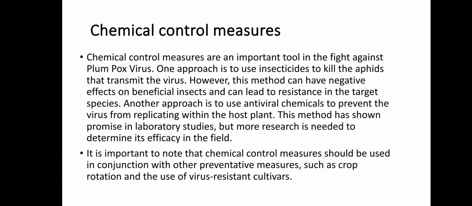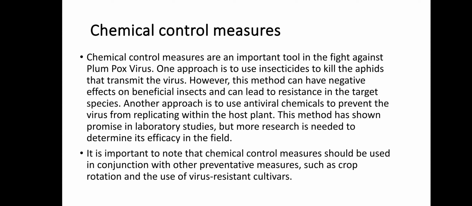The next point is chemical control measures. Chemical control measures are an important tool in the fight against Plum pox virus. One approach is to use insecticides to kill the aphids that transmit the virus. However, this method can have negative effects on beneficial insects and can lead to resistance in the target species. Another approach is to use antiviral chemicals to prevent the virus from replicating within the host plant. This method has shown promise in laboratory studies, but more research is needed to determine its efficacy in the field.